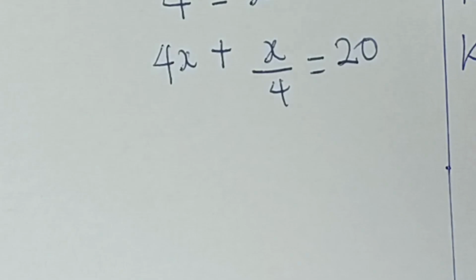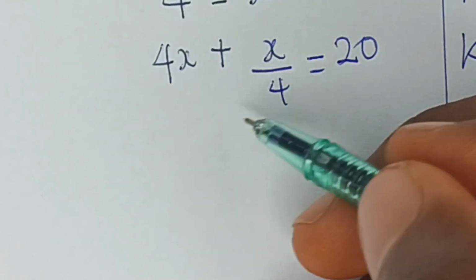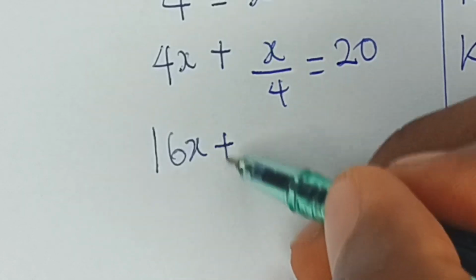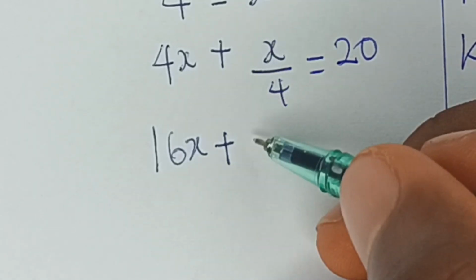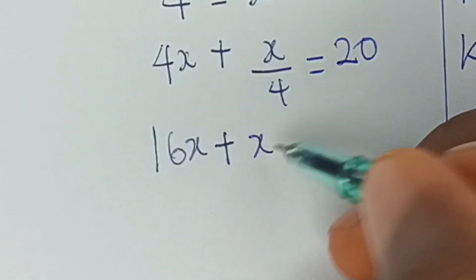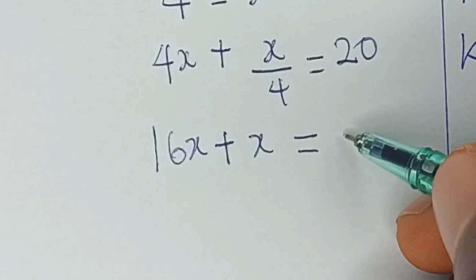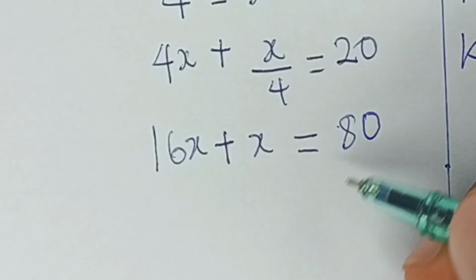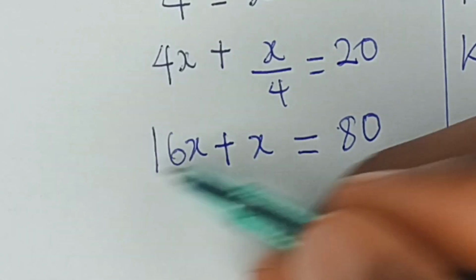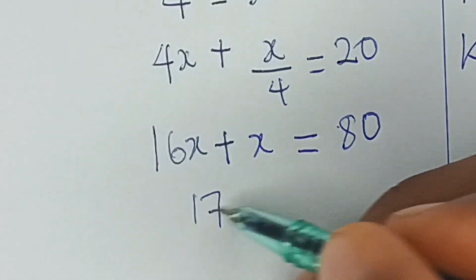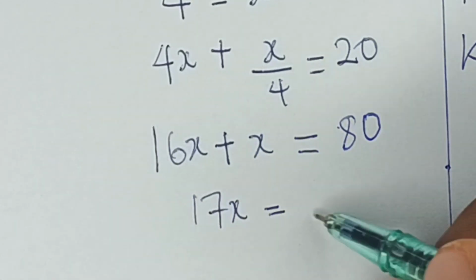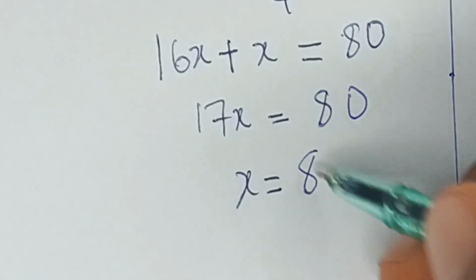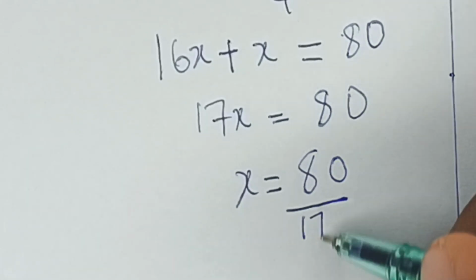Moving on, multiplying each term with 4, we have 4 times 4x to be 16x plus 4 times x over 4, which is x, to be equal to 4 times 20, which is 80. Now from here, we have 17x equal to 80. Hence, x is equal to 80 over 17.